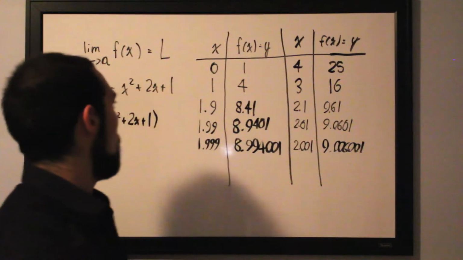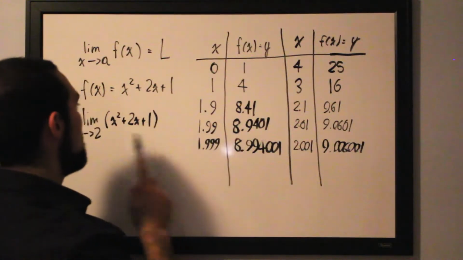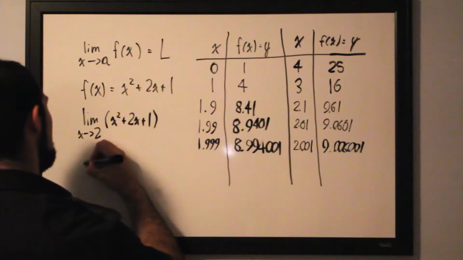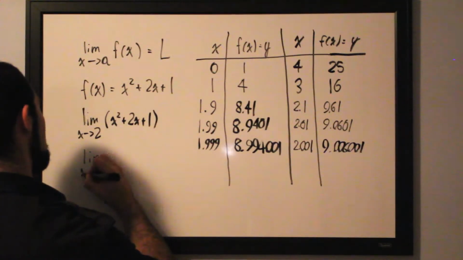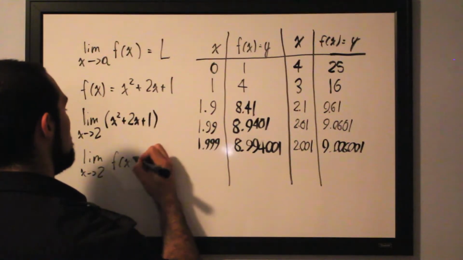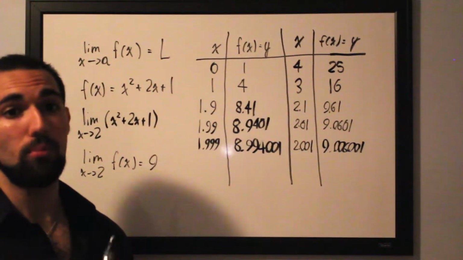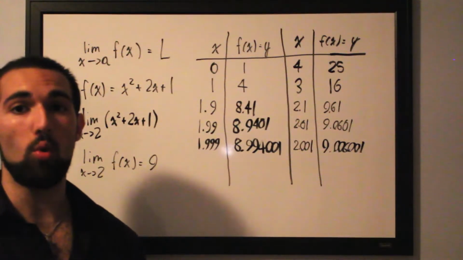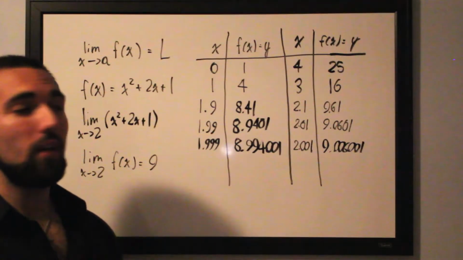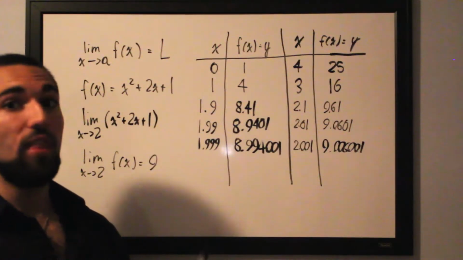So in this case, what we're going to be doing is coming to the conclusion that the limit as x approaches 2 for this function right over here, the limit as x approaches 2 of f of x is equal to 9. And evaluating limits of polynomials is actually pretty easy because all you really need to do in order to evaluate the limit is plug in the value that you're going to be evaluating the limit of, and that's going to give you the limit.